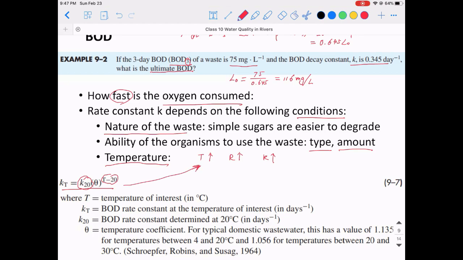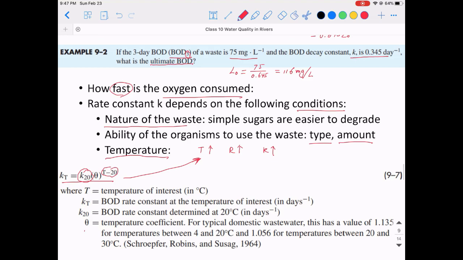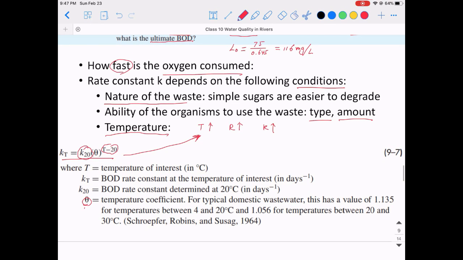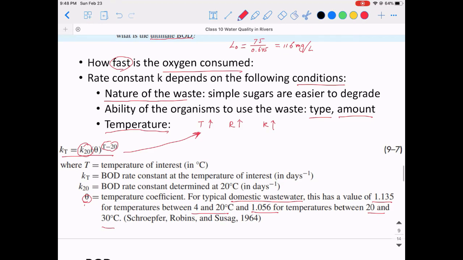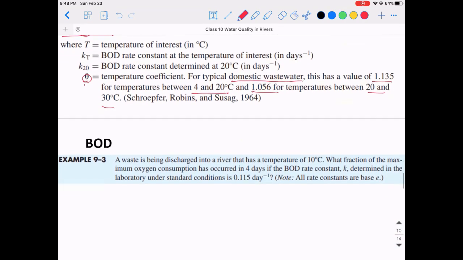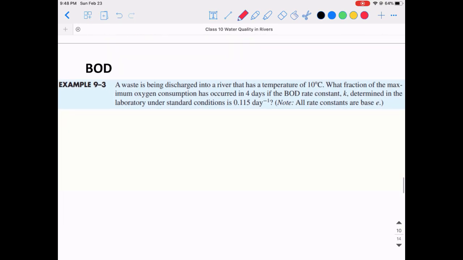Okay, because of this relationship, we can always derive this trend, which is the higher the temperature, the higher the rate constant. And you can find out that theta here is a constant used in this equation, and for typical domestic wastewater, it has a value of 1.135 in the temperature range here, and 1.056 in the temperature range here. Okay, so at any temperature we can calculate what the rate constant is for this biological process. Okay, so we can go through another example here.